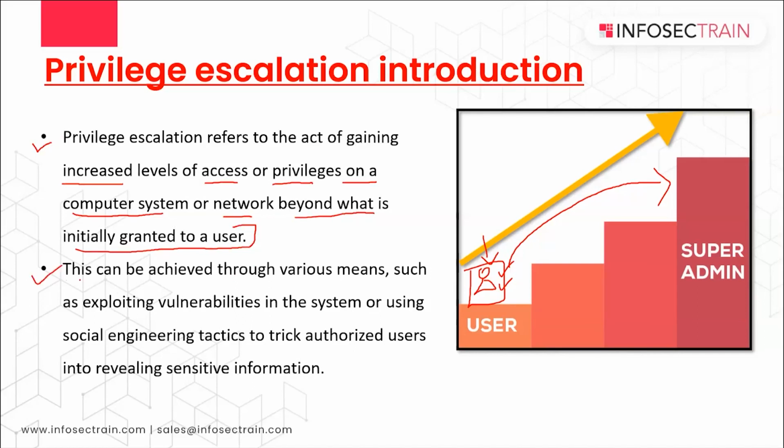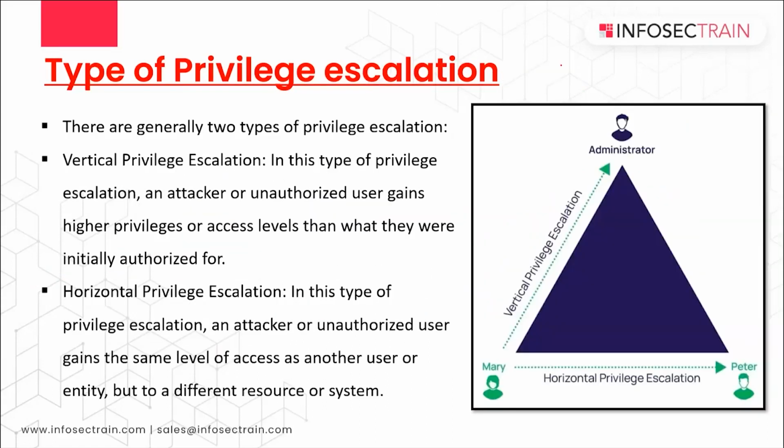This can be achieved through different means, such as exploiting a vulnerability in a system or using social engineering tricks and tactics to simply trick an authorized user into revealing sensitive information that can help you become the super admin user. So simply we become someone more powerful, just like a king. We want to rule over everything. So this is our motive behind privilege escalation.